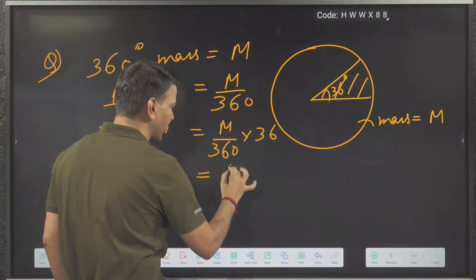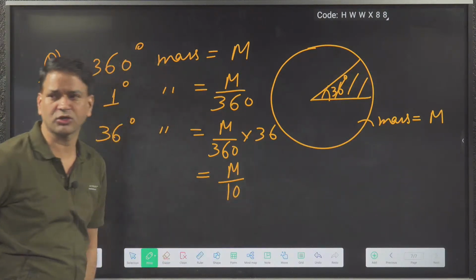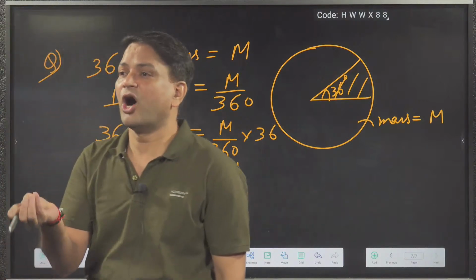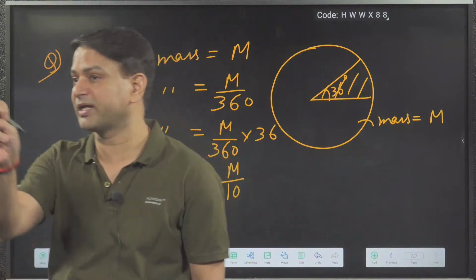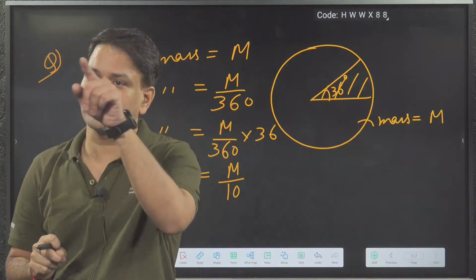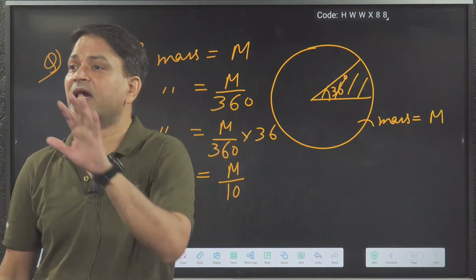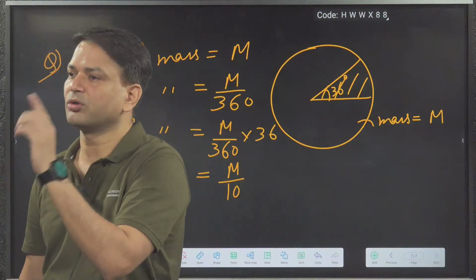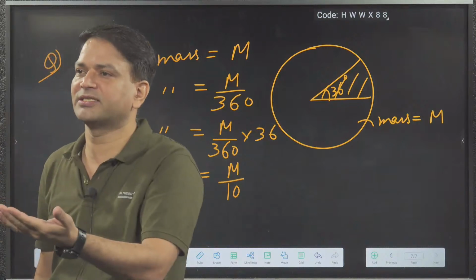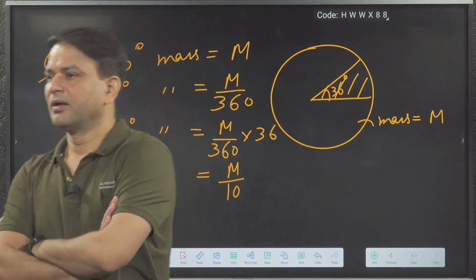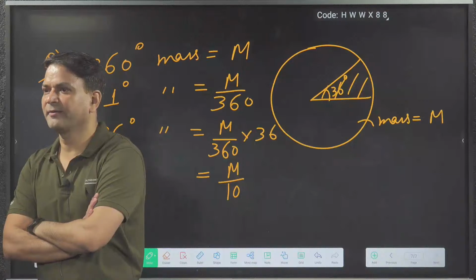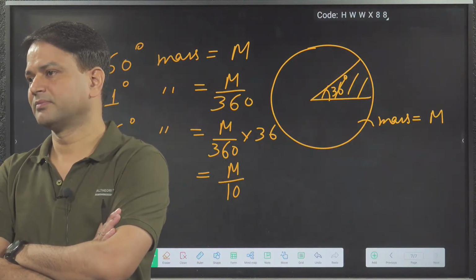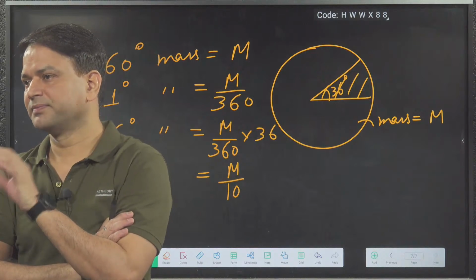Now how much did I get? M by 10. So the mass of that slice is M by 10. Suppose you are making slices. How many slices can you make? 10 slices, each of 36 degree. 10 slices will make 360 degree. So the total mass of 10 slices is M, and one slice mass is M by 10. Everybody got it?